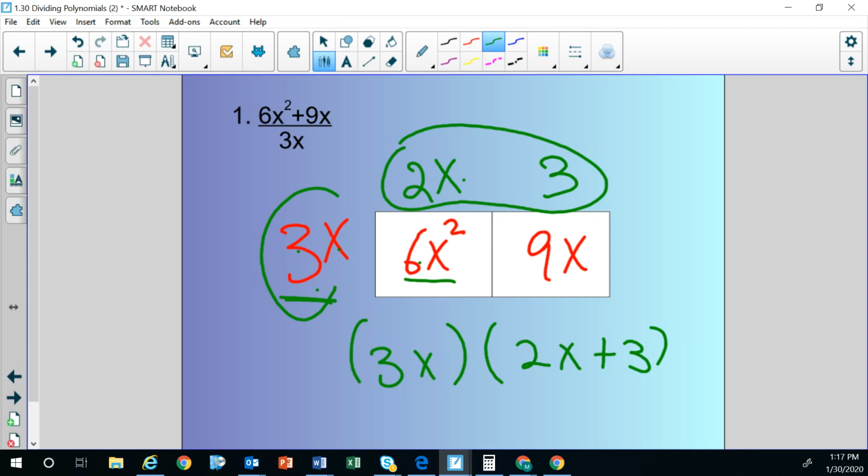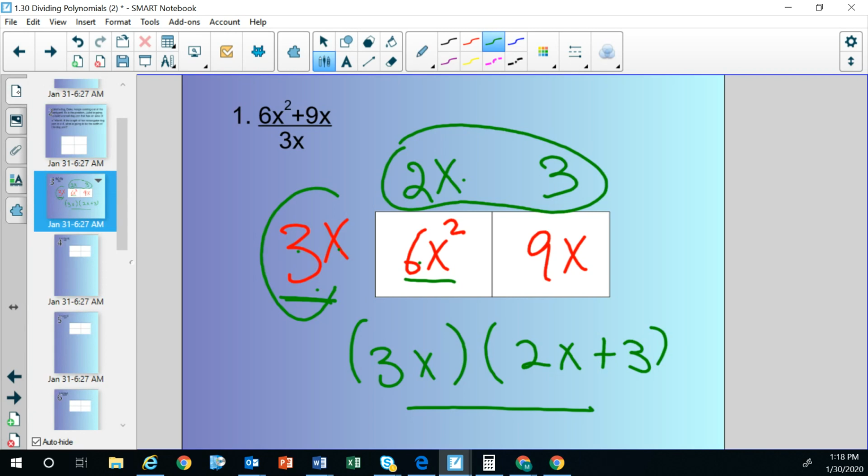Now, last week when we did multiplication, I would have given you this and asked for you to multiply, and then you'd have gotten 6x squared plus 9x. All right. So we're doing it in reverse. All right. So let's try another one. Let's see what we have here. And this is from the class notes. Okay, let's try this one.